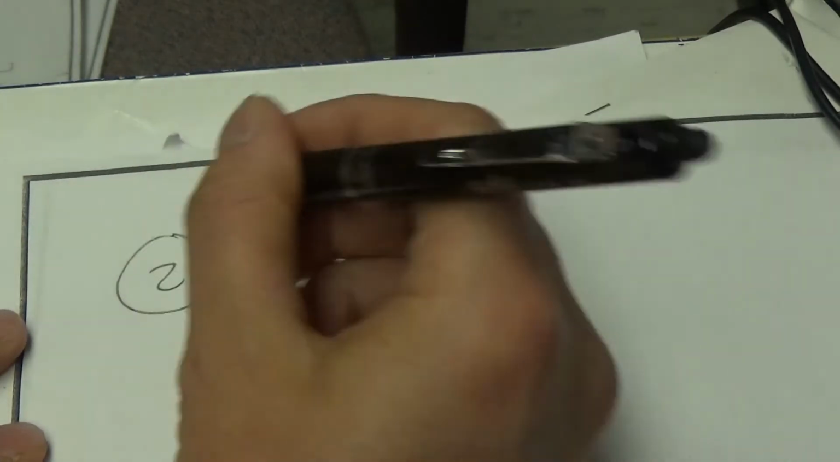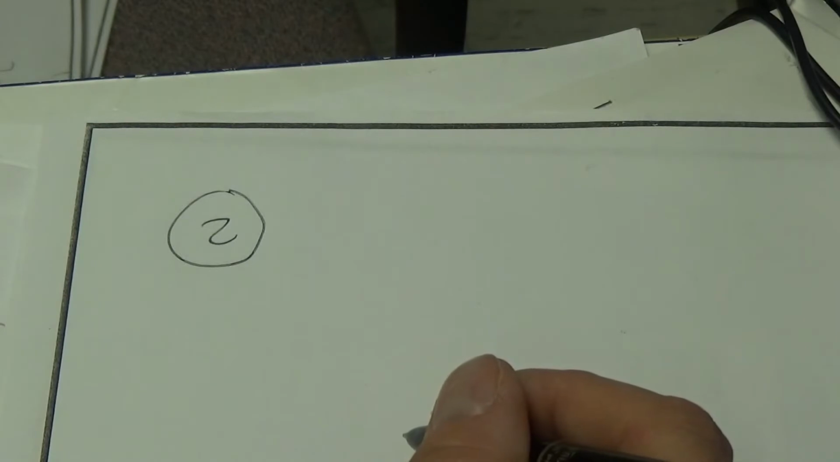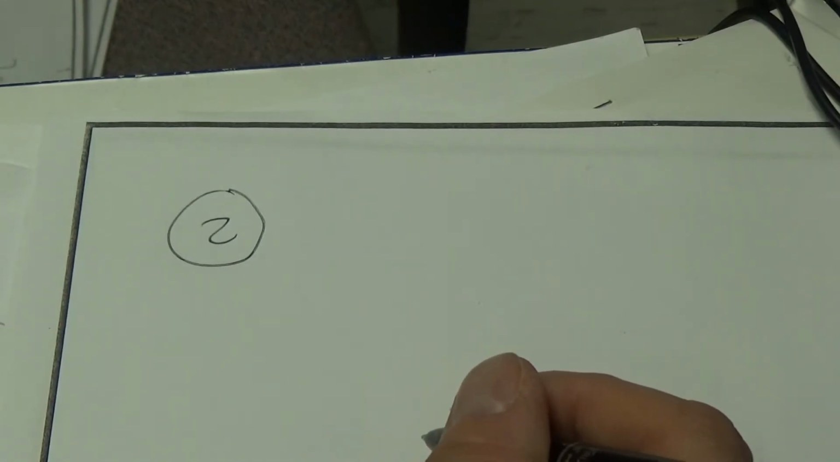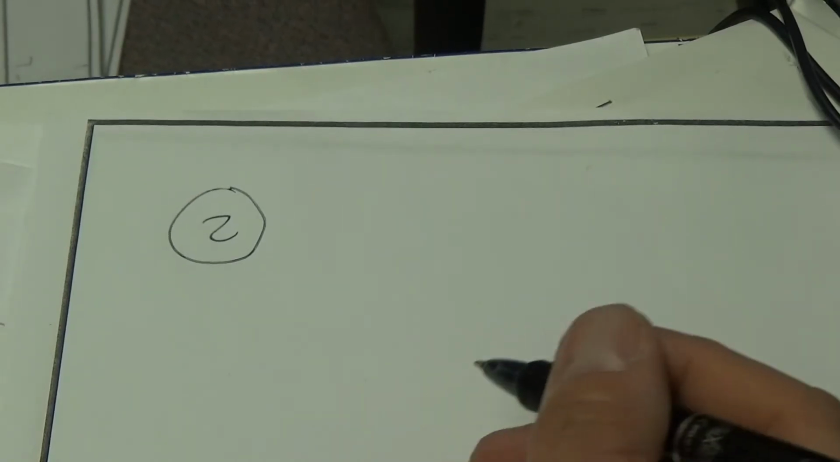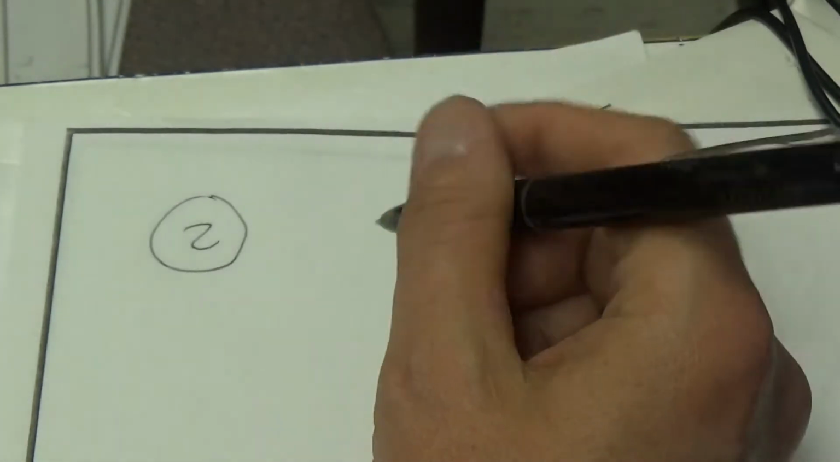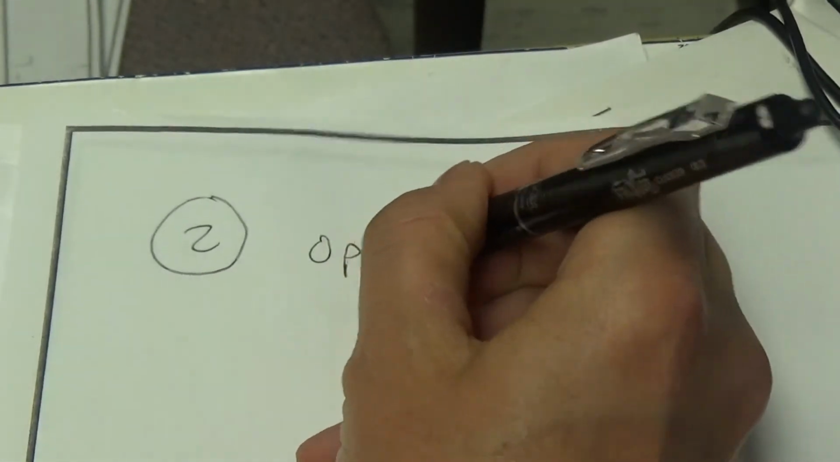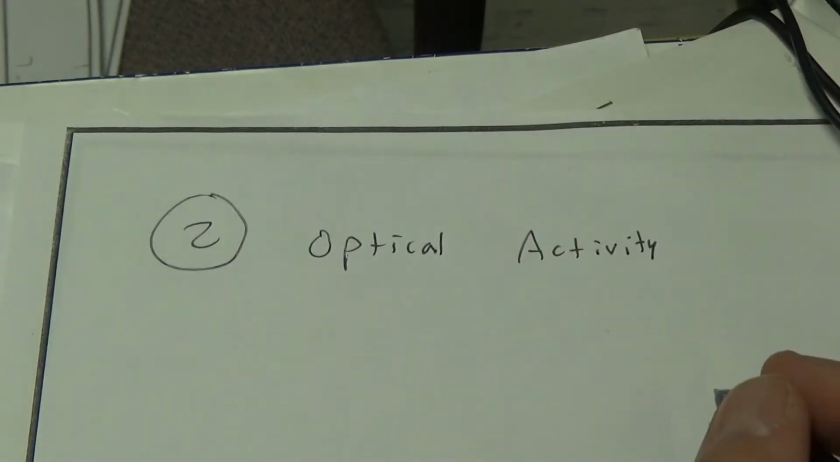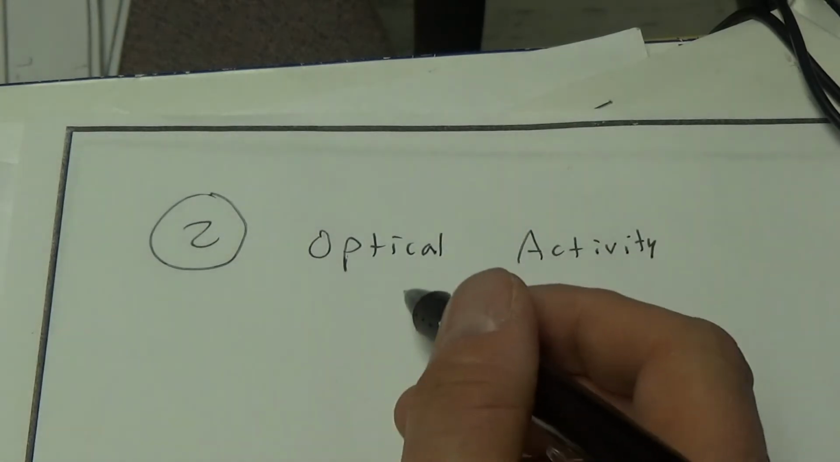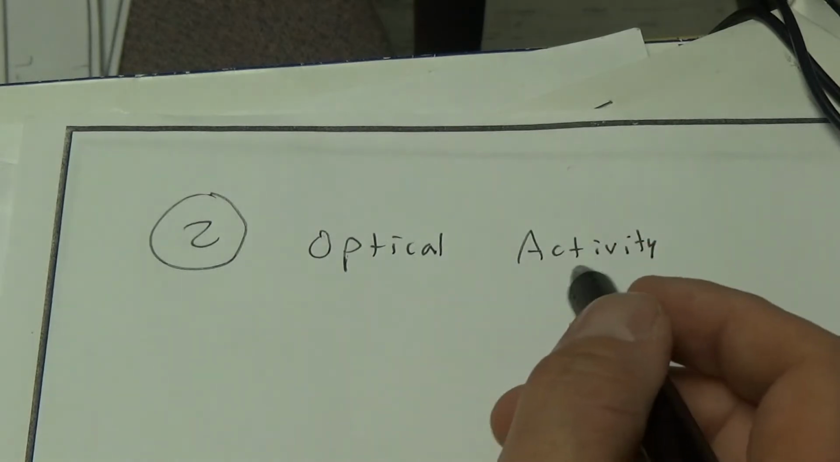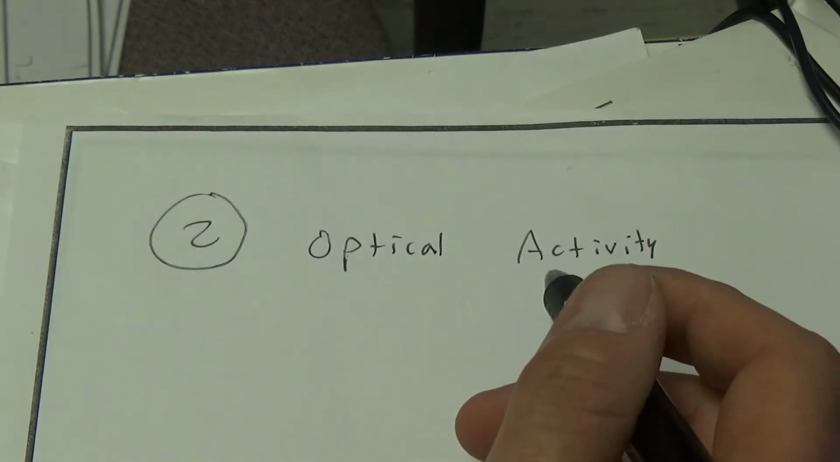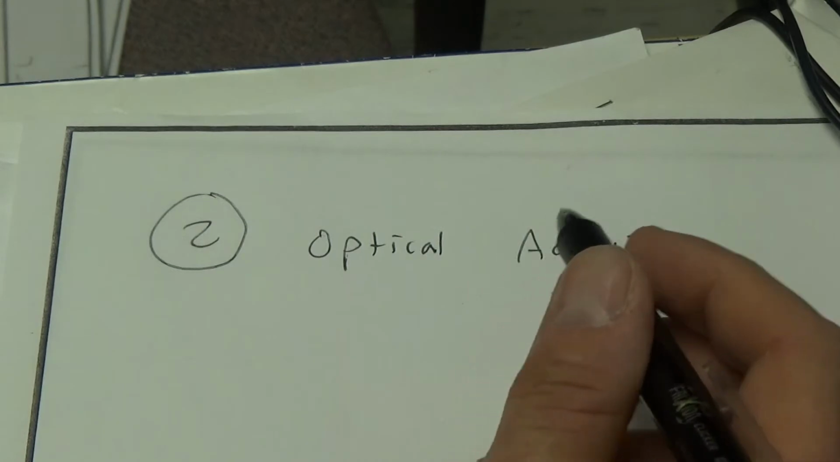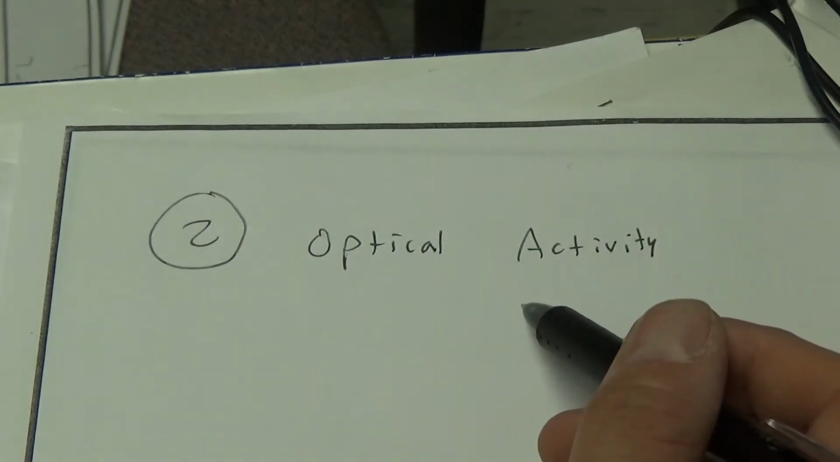So now we're on to number 2. Moving along, I think we've learned a lot about chiral molecules so far, but there are some other things we have to talk about. Number 2 is a unique topic called optical activity. Optical usually means something about light, and activity means an effect on light, the effect of chiral molecules on light. That's a summary of what we're going to talk about.